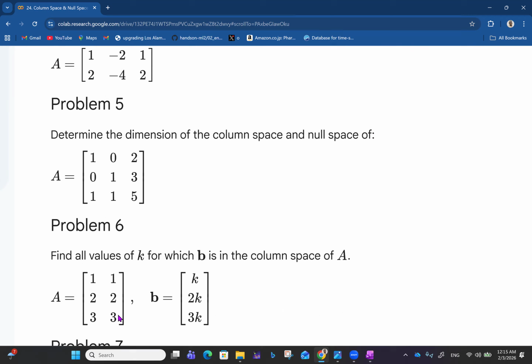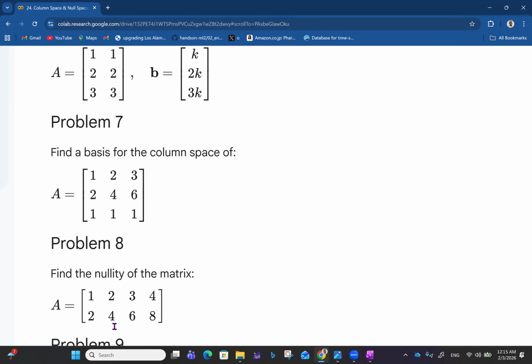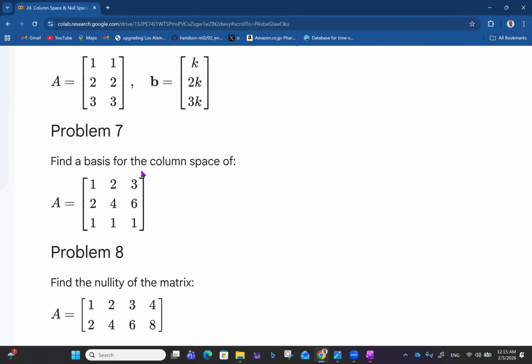Then problems 5 and 6. Find the values of K for which B is in the column space of A. Of course, I think that should be 1, right? That should be 1 because if we have 1, we can have 1, 2, 3. So everything just rhymes.